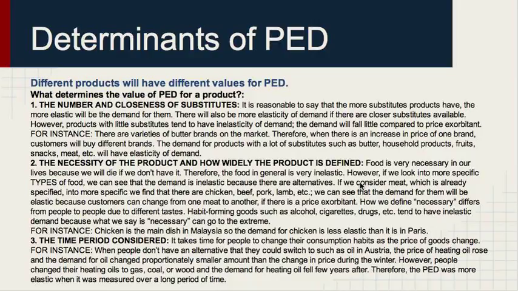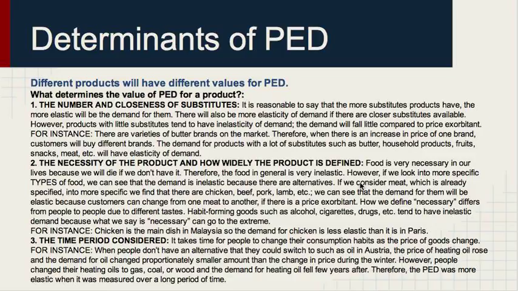So there are three determinants that determine the value of PED for a product. First is the number and closeness of substitutes. Second is the necessity of the product and how widely the product is defined. And lastly, the third is the time period considered.